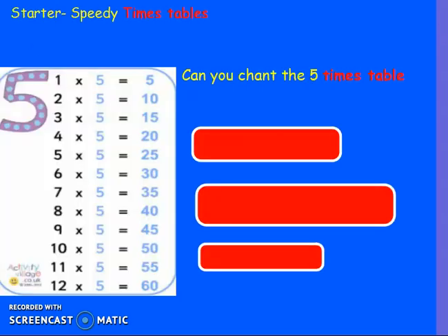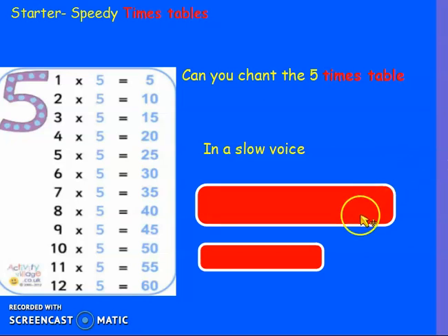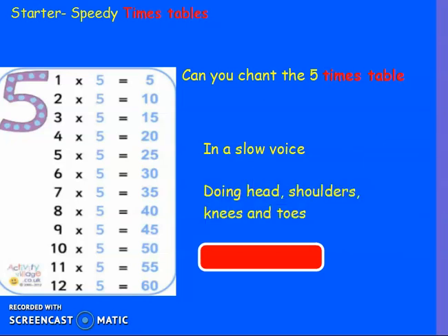Okay, let's get our brains warmed up this morning with some speedy times tables. We're continuing to practice our 5s because it'll help us with our problem solving later on. You can flip back to yesterday's learning where you wrote your 5 times table out neatly. I'd like you to pause the video, get out of your seat and have a go at chanting your 5s in either a slow voice, whilst doing head, shoulders, knees and toes, or with a jump. Pause the video, have a practice and press play when you're ready to start.